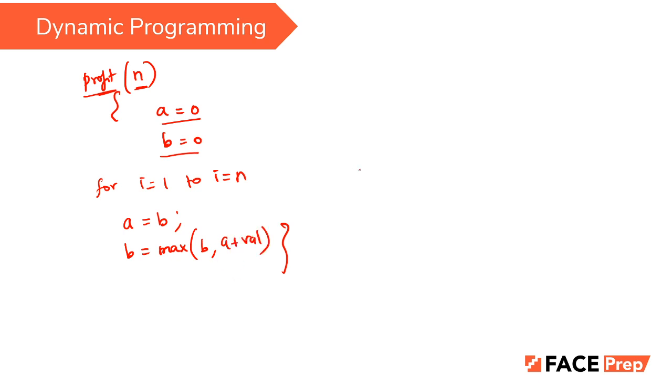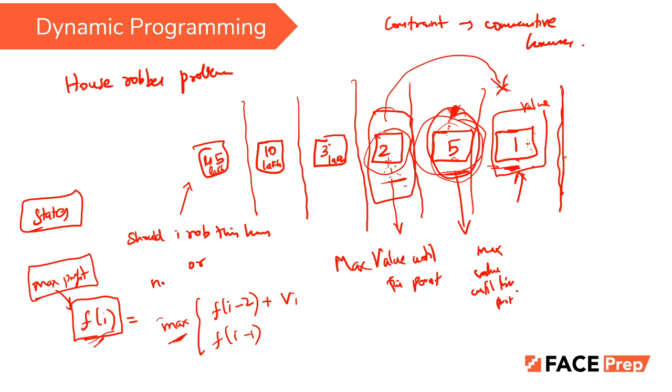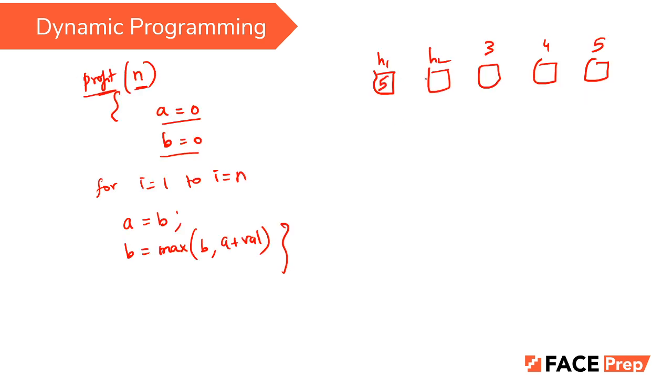Are you guys following this? So what am I saying here? This has to be implemented simultaneously. This is house 1, this is house 2, 3, 4, 5, let's say 5 houses, and I will take the values also: 5, 10, 3, 2, 5. For easy sake, we can just take these. So what will be the max value? Actually, I need to rob house 2 and house 5.